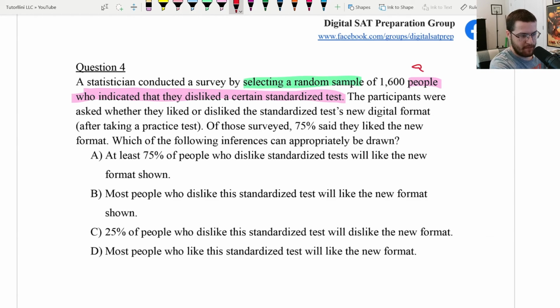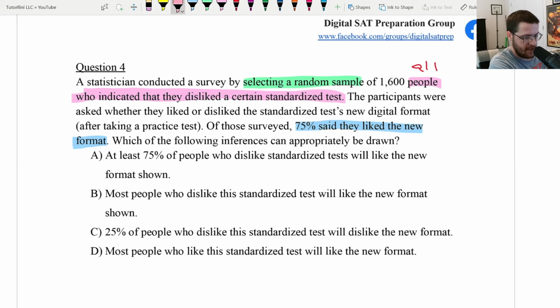And for the population, we're going to put all, kind of like my example in the slides, 250 New Jersey residents versus all New Jersey residents. Okay, and it says that the majority of them liked the new digital format. Okay, so let's look at A.